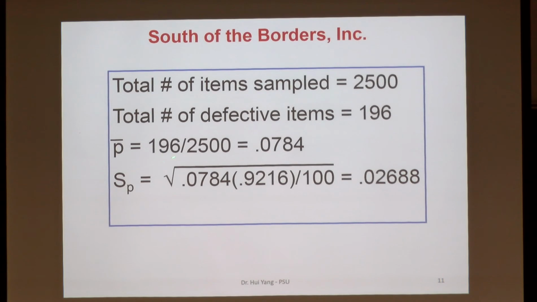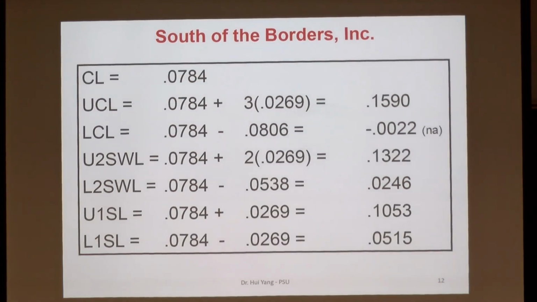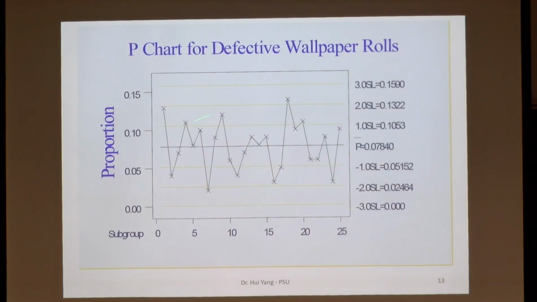Then the P bar will be 196 divided by 2,500. SP will be the square root of P bar times 1 minus P bar, divided by the sample size. Sample size is 100 each day. In this way, we will be able to get the center line, upper control limit, lower control limit, the 2 standard deviation warning lines, and the upper and lower 1 standard deviation lines. But note this is a proportion defective. This one is negative, so it is not applicable because the lower control limit has to be 0. So that's why this is what we have drawn.